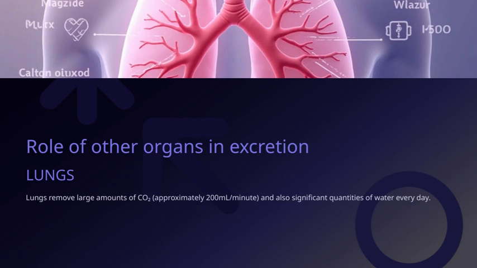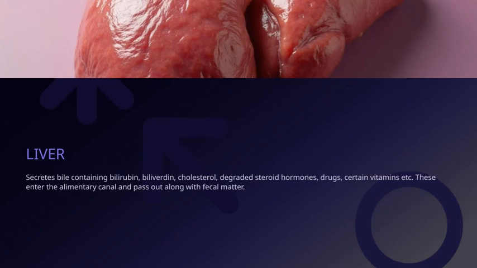Recognizing the lungs' role in excretion helps us appreciate how interconnected our body systems really are. Now, let's talk about how the liver functions in secreting bile. The liver produces bile, which contains several important components.